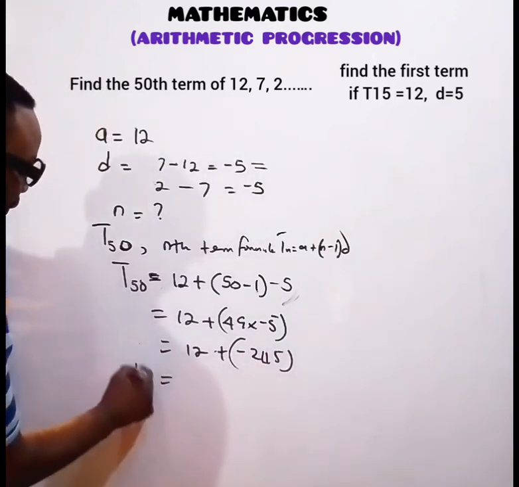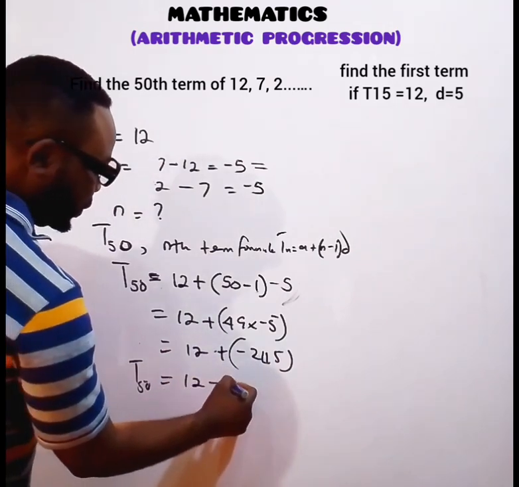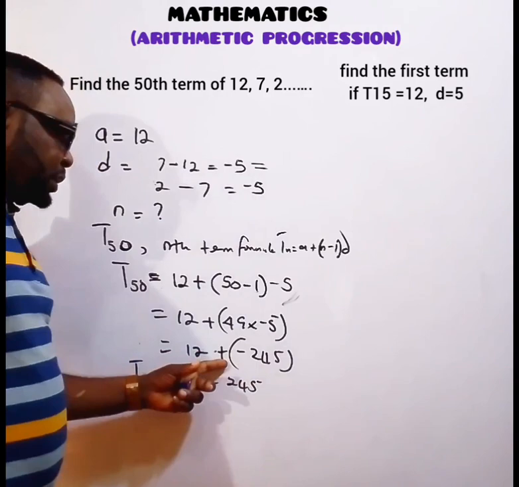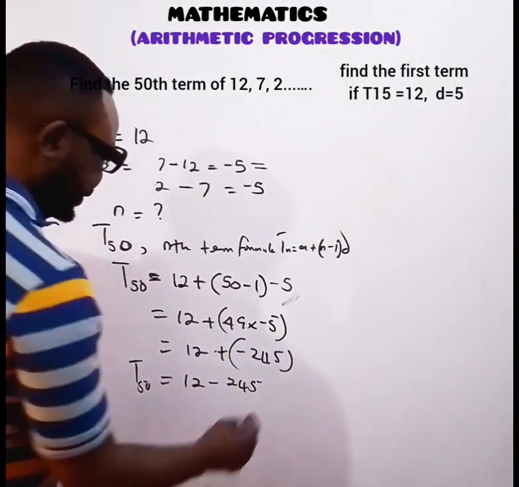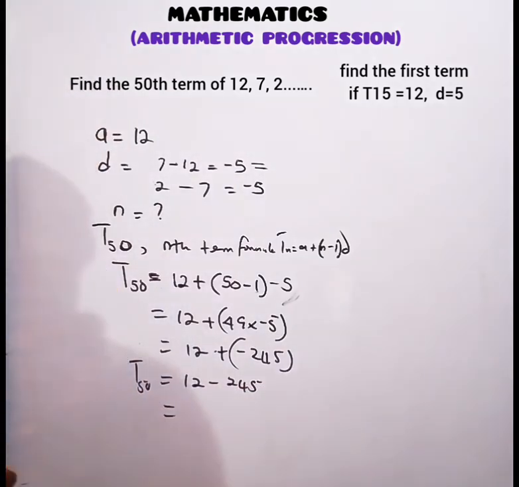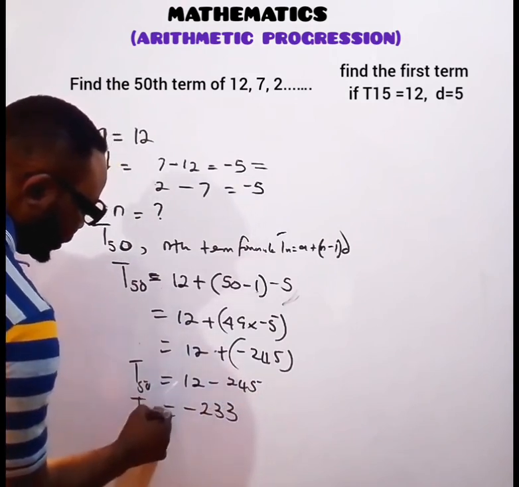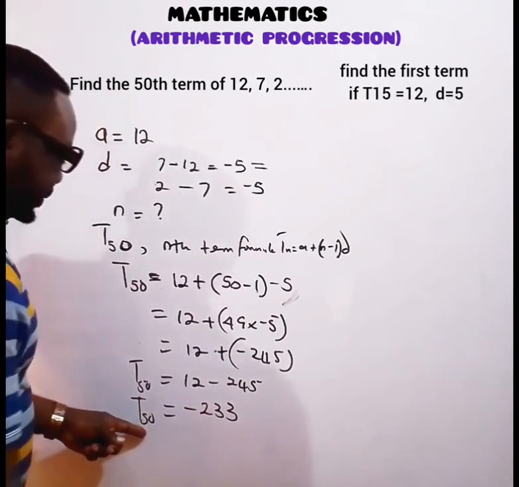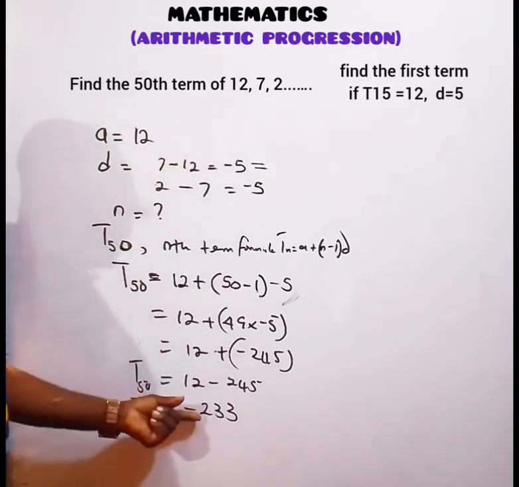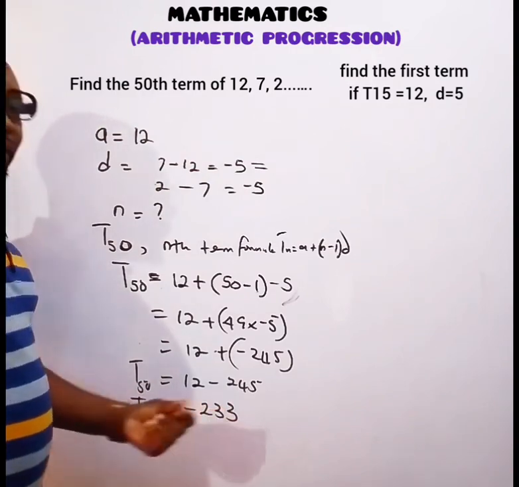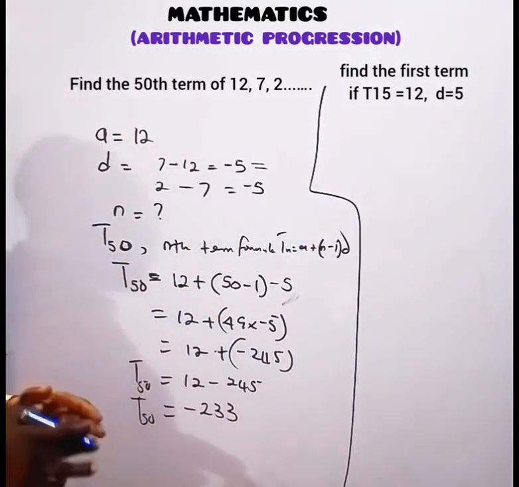So T50, that is the 50th term, will be equal to 12 minus 245, because if you multiply a positive sign with a negative sign here, you are going to have a negative sign. 12 minus 245 will give us minus 233. So the 50th term of this expression will be equal to minus 233. That is the answer.